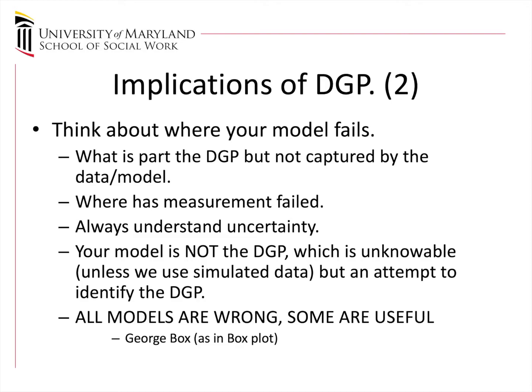All right. All models are wrong. All models. The ones you're running are wrong. The ones I run are wrong. The ones you read about that seem so fancy are wrong. All models are wrong, but some are useful. And the way we get to useful models is by seeing where our model fails. So what part of the data generating process is not captured by the data or model? Where is the process that we think is going on, that we care about, that we think produced our data? Where is our data/model not capturing it?